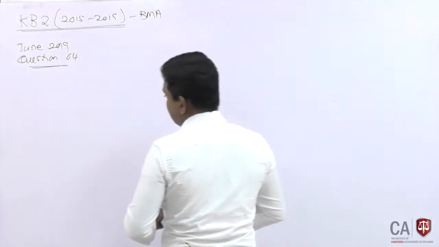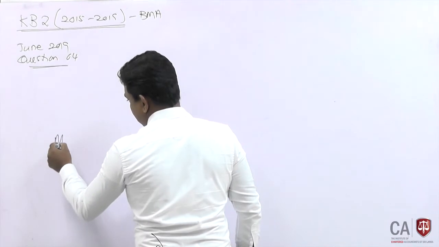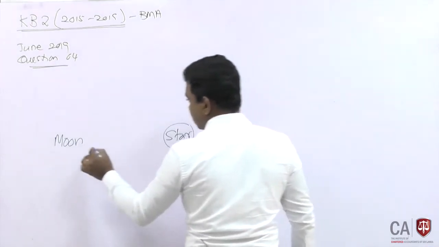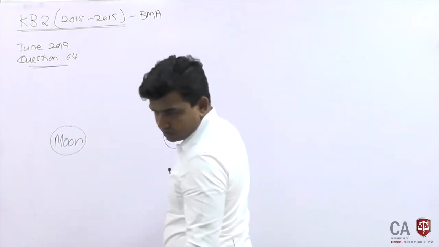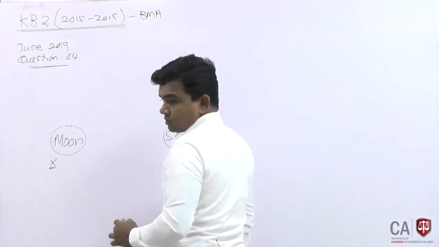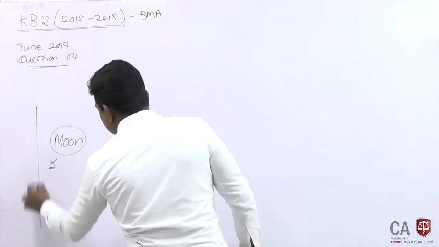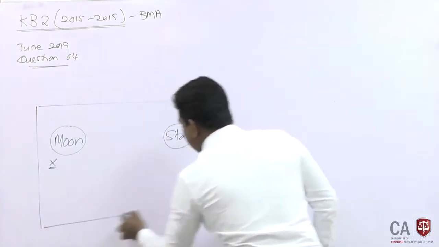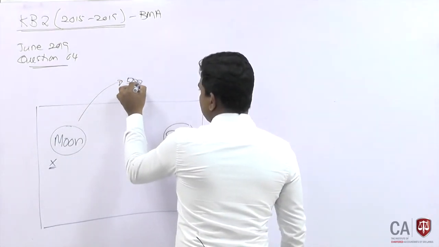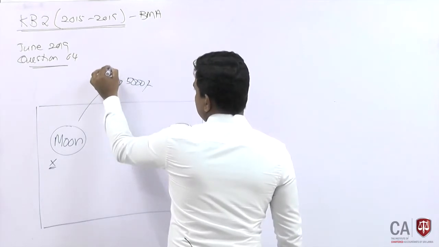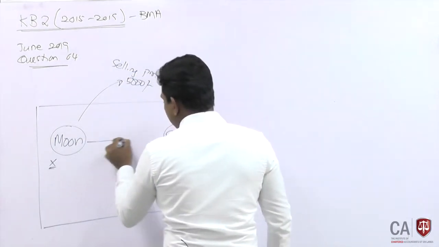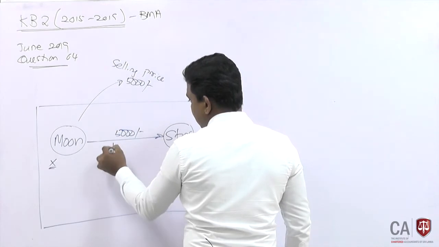Now, one division is Moon. The other division is Star. Moon produces a product called X. Let's take the boundary line of the entity. This is the entity. Moon sells this product outside at 5000 rupees per unit, the selling price in the outside market. The transfer is also at 5000, the transfer price.